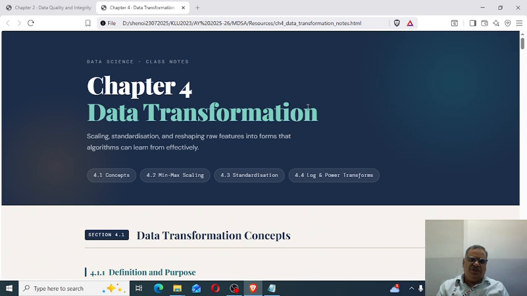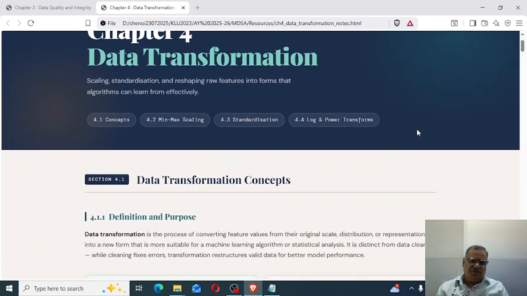So when the data is not normalized, meaning it is in a skewed form, the analysis may go wrong. So first of all, we need to bring the data into the normalized form so that the data analytics and the decision making will be correct. So basically, in today's class we are going to see data transformation techniques. It involves scaling, standardization, and reshaping of the features into forms where the algorithms can learn effectively.